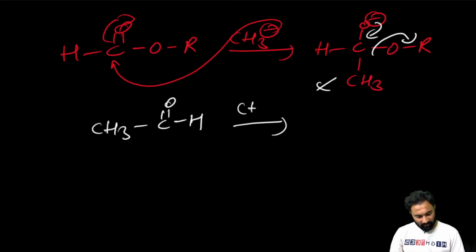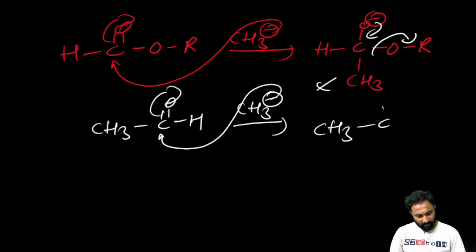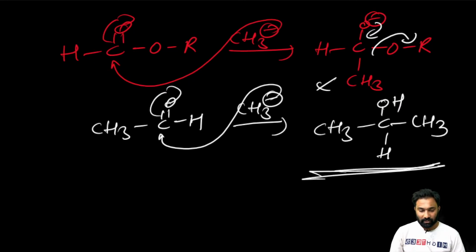Again we have one carbonyl, and Grignard reagent in excess. Now what will it do? Now here it is the CH3. Now here we got the secondary alcohol, right? We got the secondary alcohol.